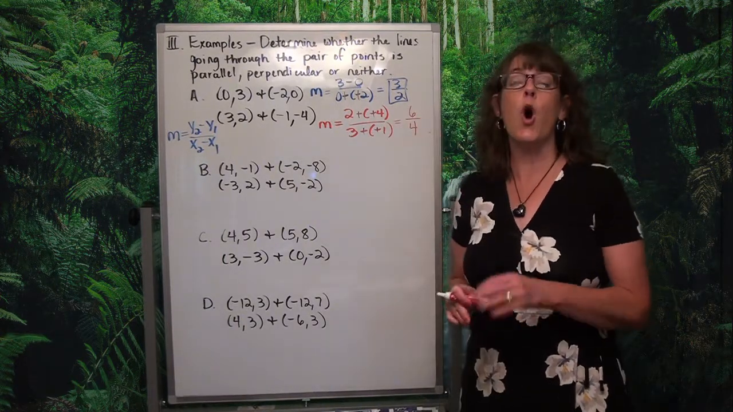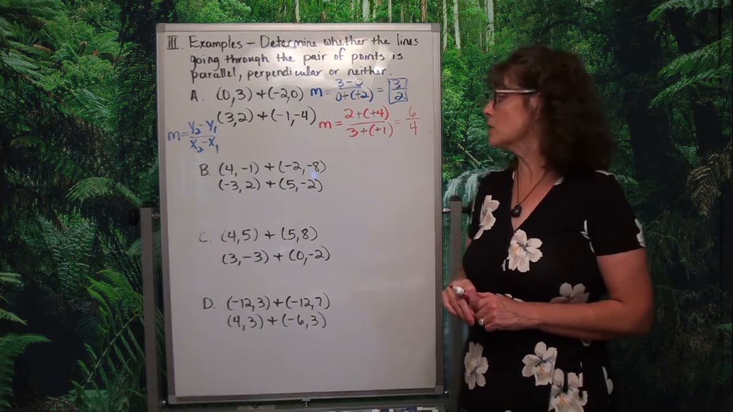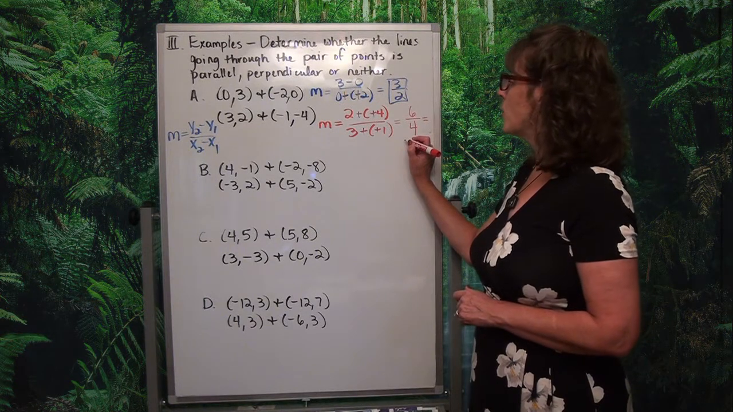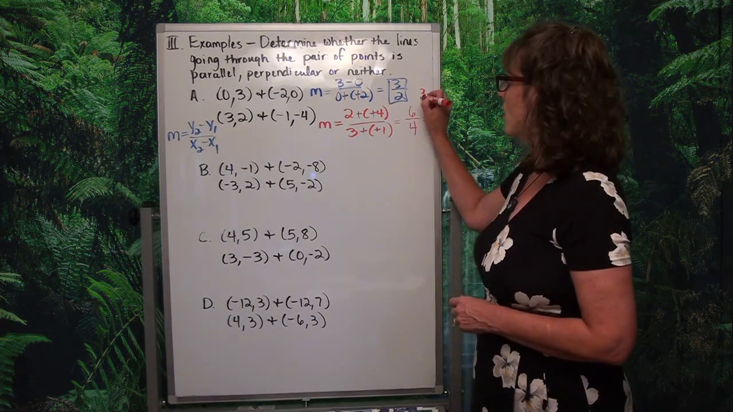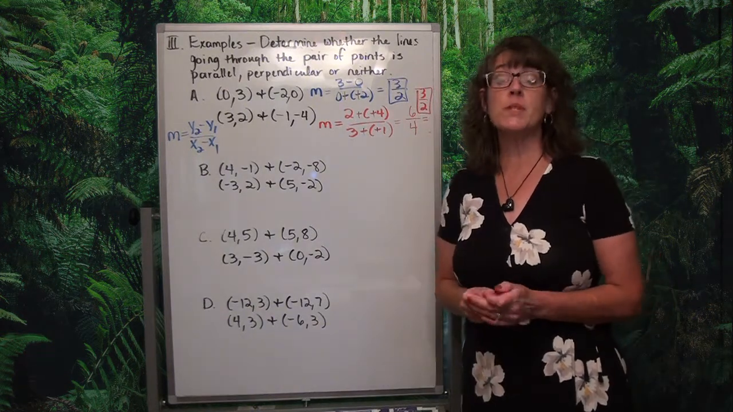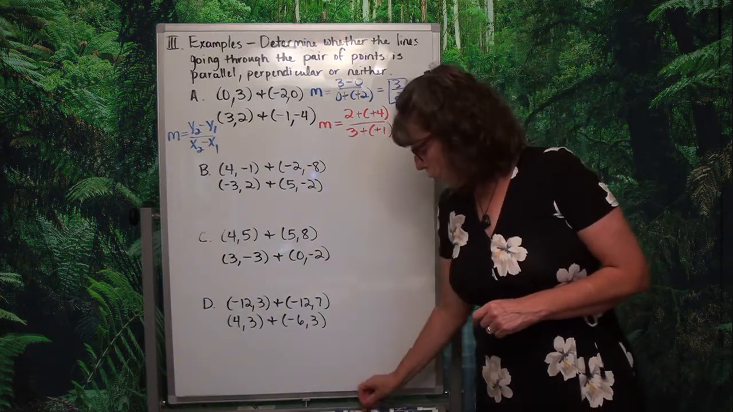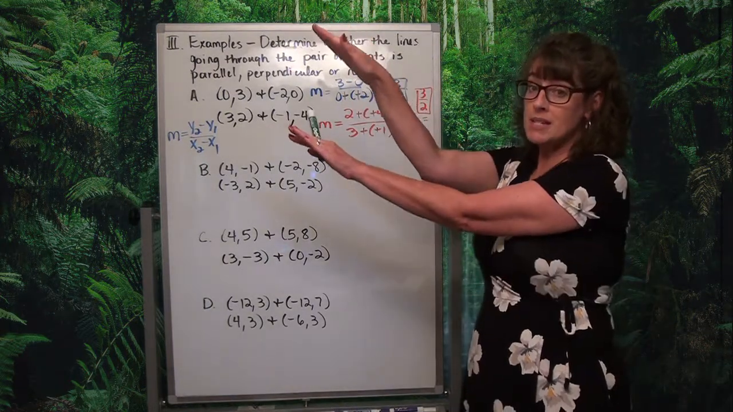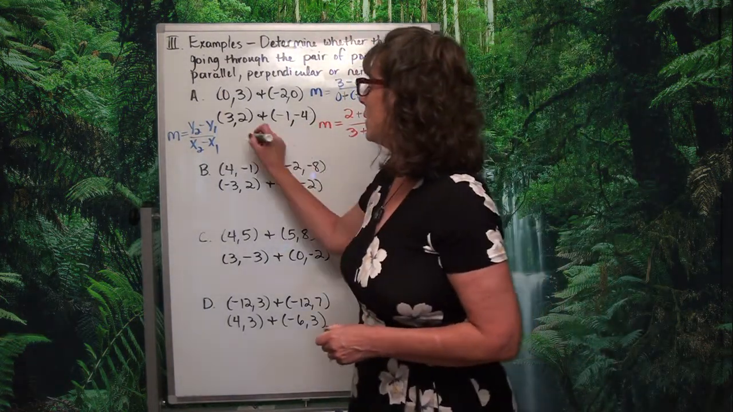And like we said before, always simplify a fraction if you can. Is there a number that will go into both of these? Yeah, like we saw before, 6 over 4 simplifies to 3/2. Now, compare those two slopes. They are the same. So when they are the same, what does that tell me about these two lines? Same slope means same tilt. That means these are going to be parallel lines.